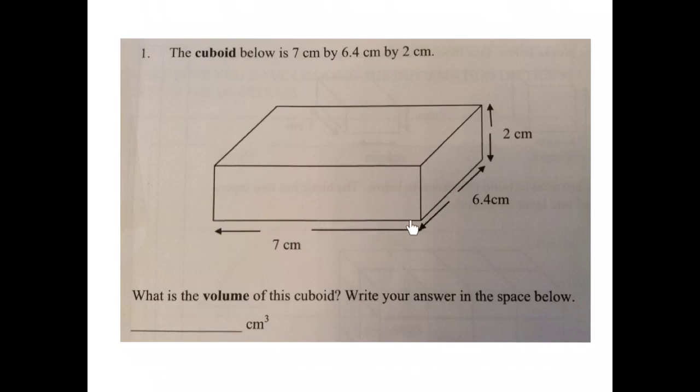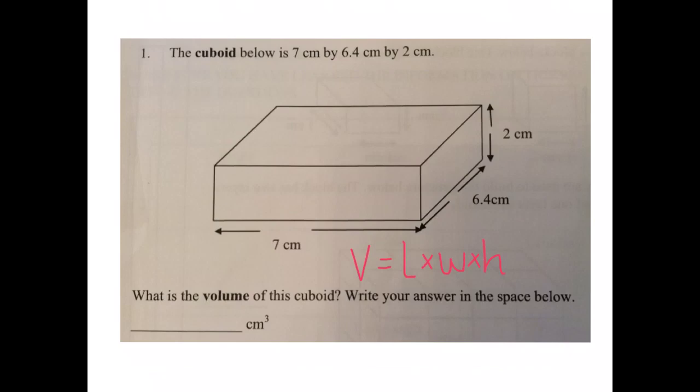So length is 7, width is 6.4, and height is 2 centimeters. What is the volume of the cuboid? Well, for volume, we're going to take the length, multiply by how wide it is, and then multiply by the height.